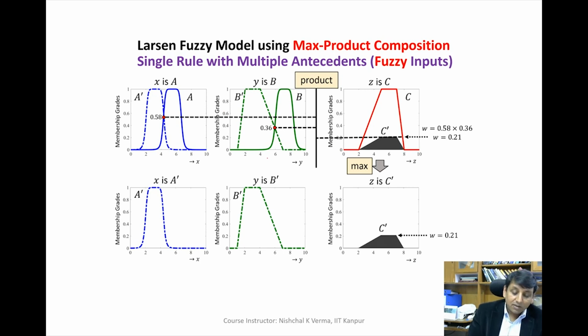But here the inputs remain the same. For the same input, we are getting these values as W11 and W21. Since we are using max product composition, we have to take the product of these two. So simply W will be nothing but W1 into W2.